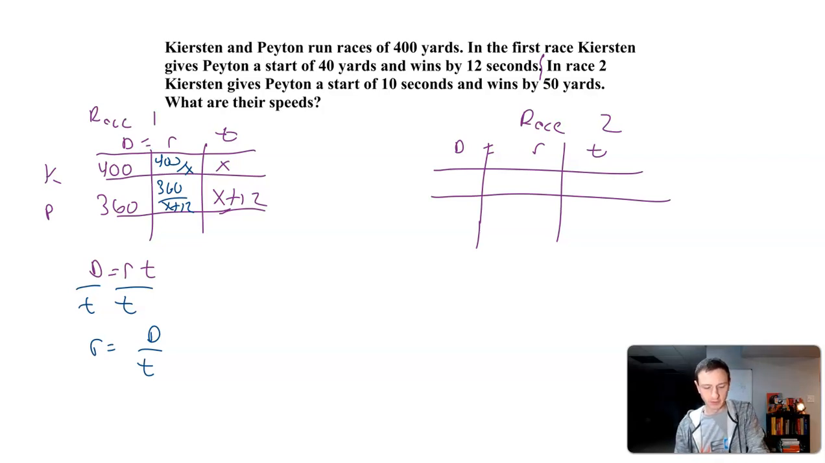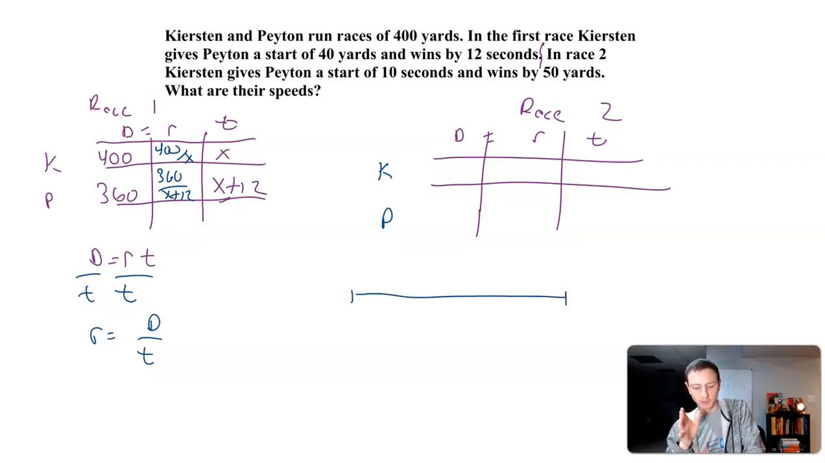Let's see if we can put together some information for race 2. In race 2, Kirsten gives Peyton a start of 10 seconds and wins by 50 yards. What are their speeds? So 50 yards this time. Let's visualize that. Kirsten runs 400 yards and then finishes. How far has Peyton gone? Well, if Kirsten won by 50 yards, that means the 50-yard difference there, so 350.